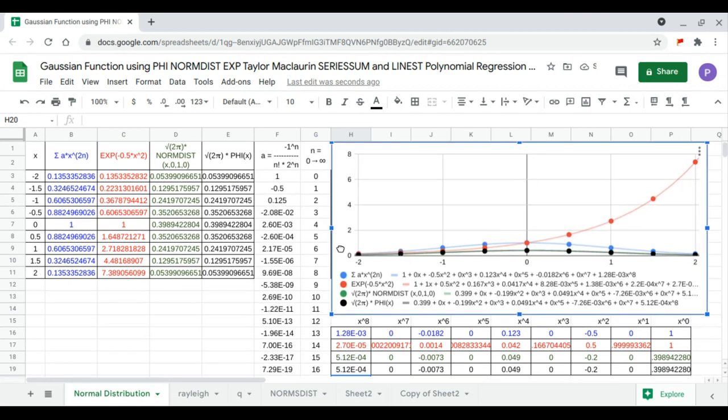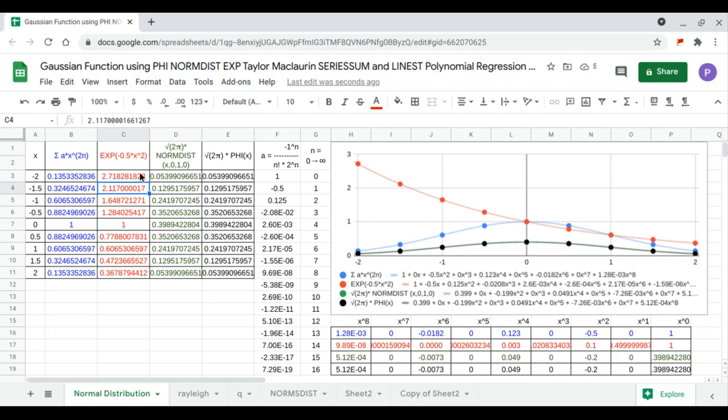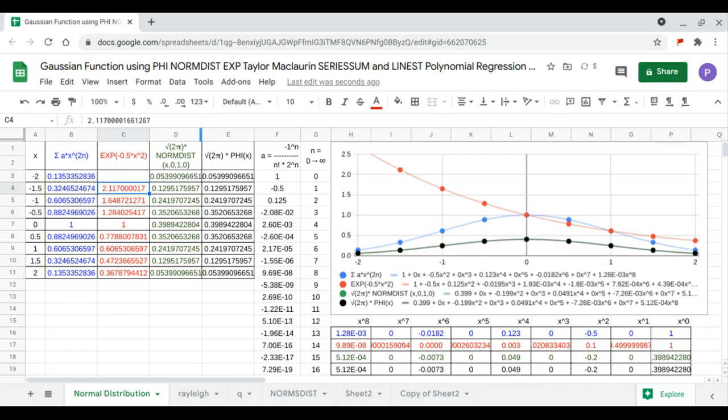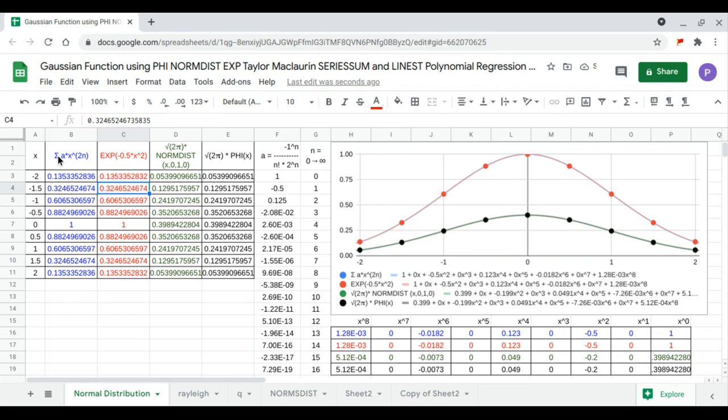Let's start manipulating the coefficient, the function, each function. We begin with the exponential. There's a negative 0.5 multiplied to this, minus 0.5 times, enter, and then there's a square, that is to the power 2. Now they're all on the same trend line, and the polynomial regression coefficients are the same.